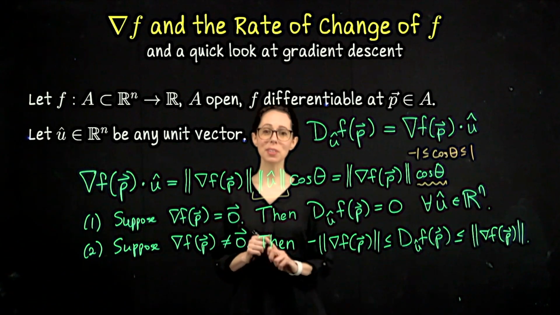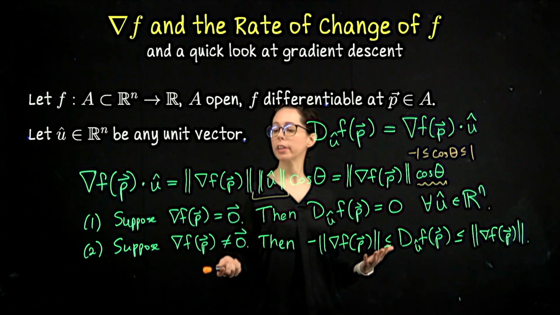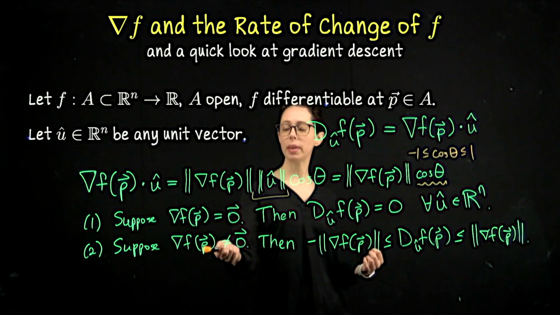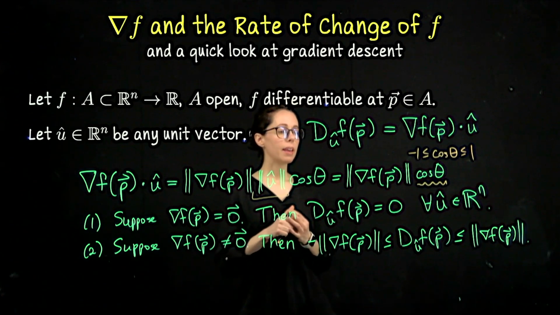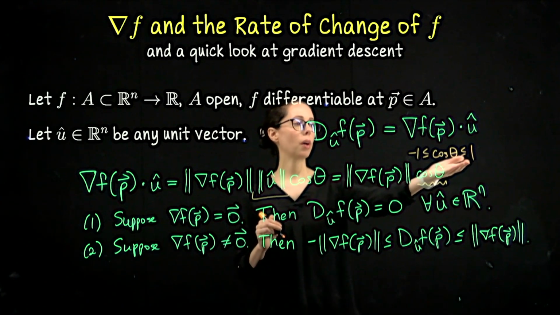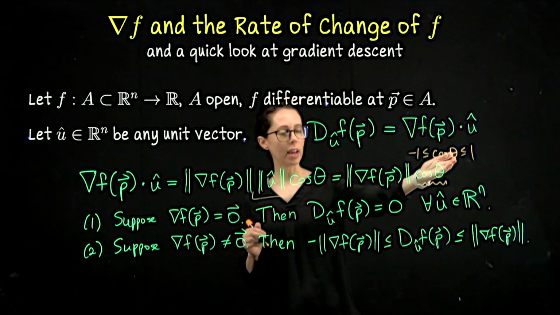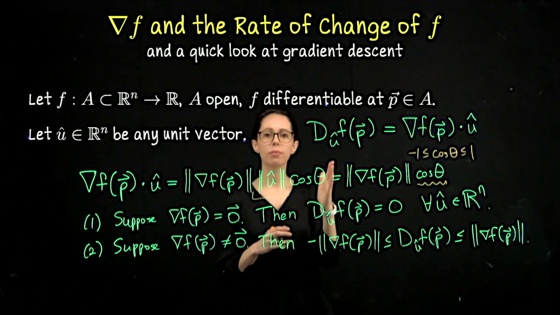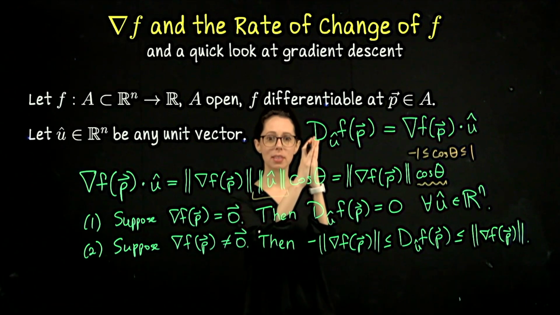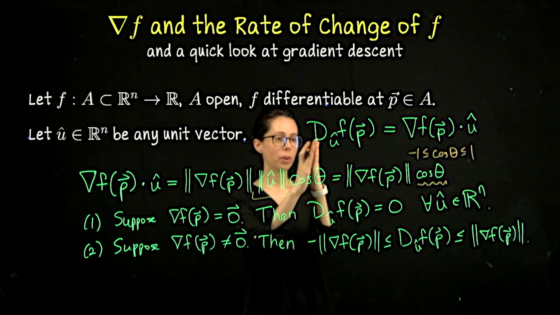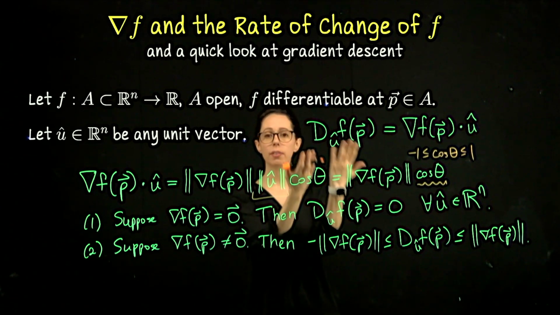Let's start with the upper bound. Keep in mind that for this particular case, the gradient of f evaluated at p is not the 0 vector, so it has some positive length. If I want to achieve a cosine value of 1, that means theta, the angle between the gradient of f, which is a non-zero vector, and the unit length vector u, should be 0. So u is pointing in the direction of the gradient.